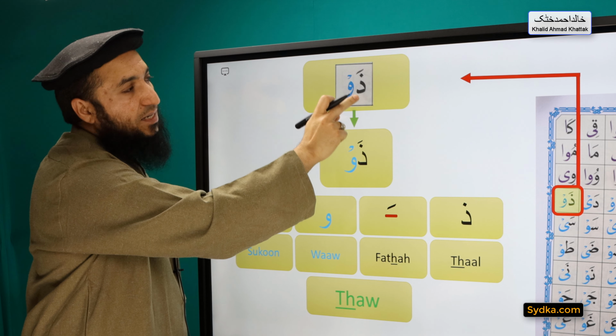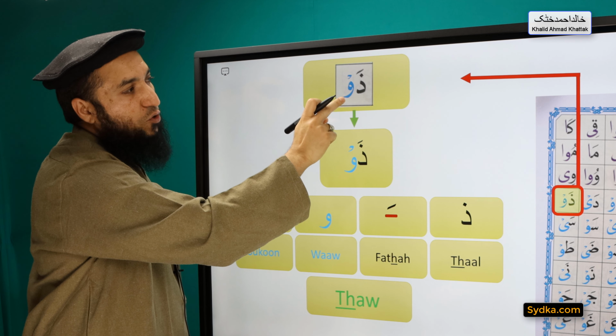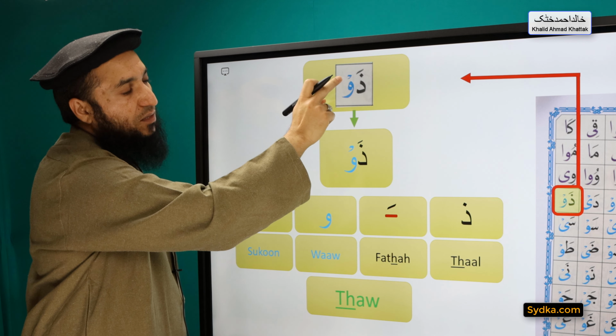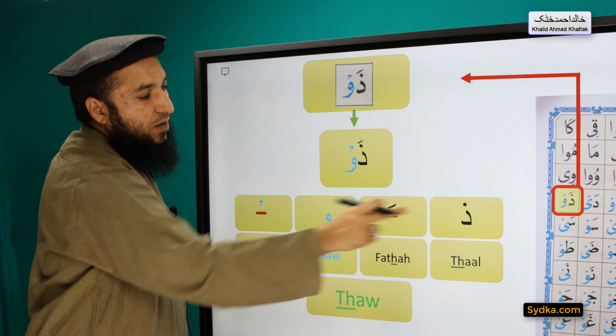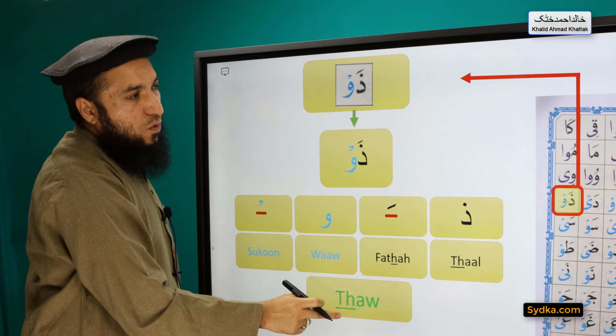The next syllable we have is dal fatha waw sukoon, daw. Dal is a light letter, it has fatha on top of it, it is followed by waw, waw has a sukoon. Dal fatha waw sukoon, daw.